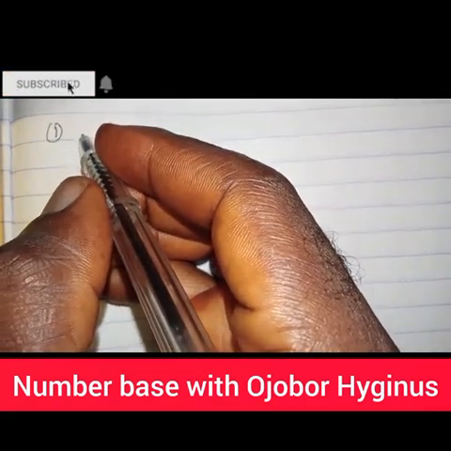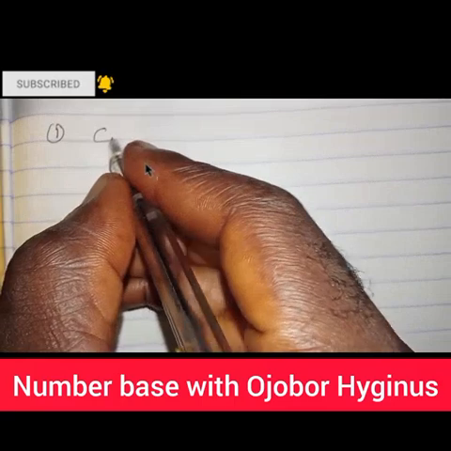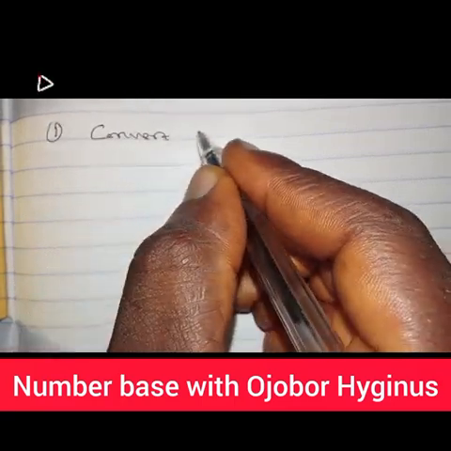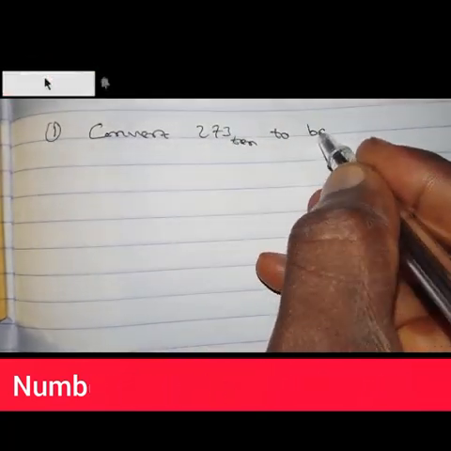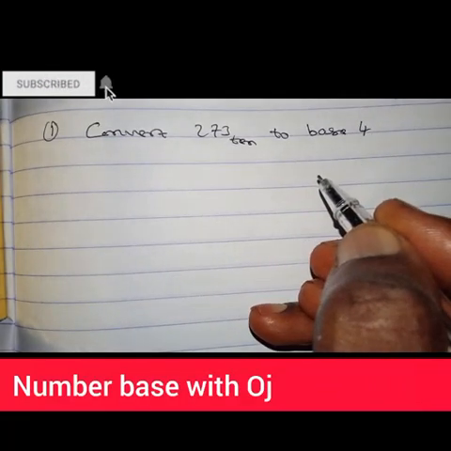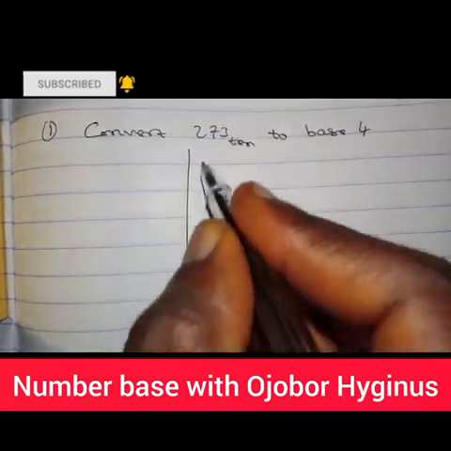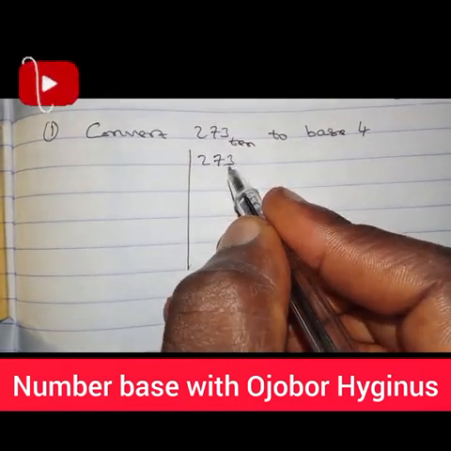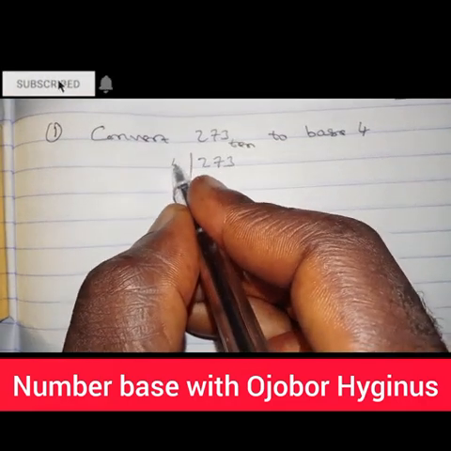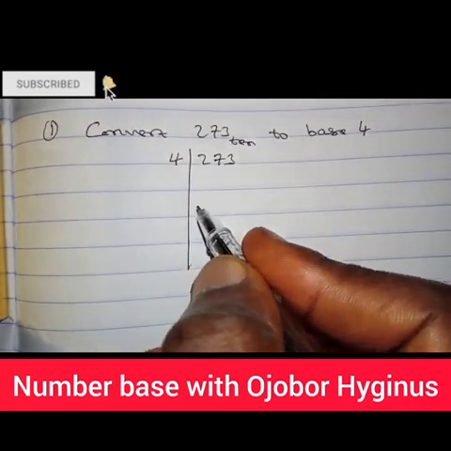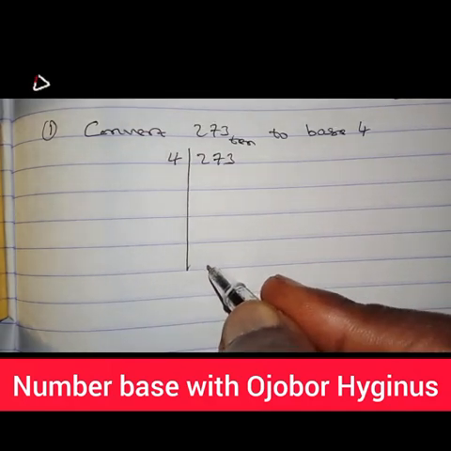Okay, now let's look at a few examples to convert from one base to another. If we are asked to convert 273 base 10 to base 4, I said that you are going to divide the number in base 10 by the required base. Since the required base is base 4, we're going to divide 273 by 4. We're going to divide it successively until we get 0, until no number is remaining.